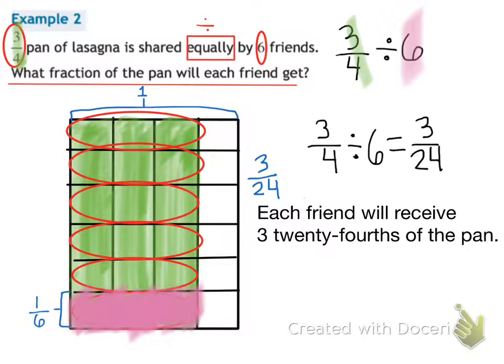And if you notice, you can also simplify 3/24 to 1/8. So that means that each friend will receive 1/8 of the pan. And don't worry if you don't remember simplifying, we'll cover that in another lesson.